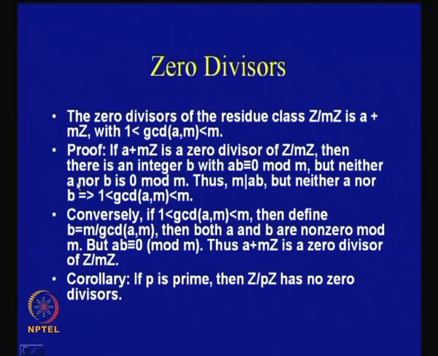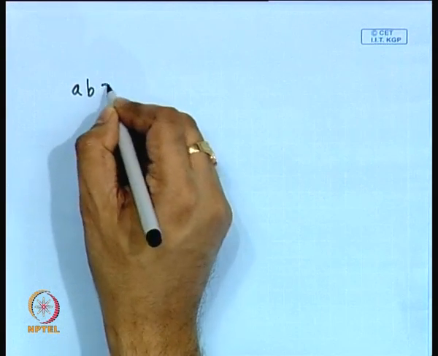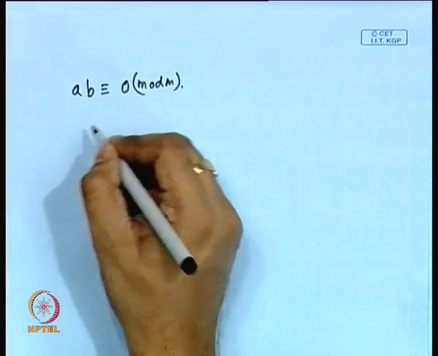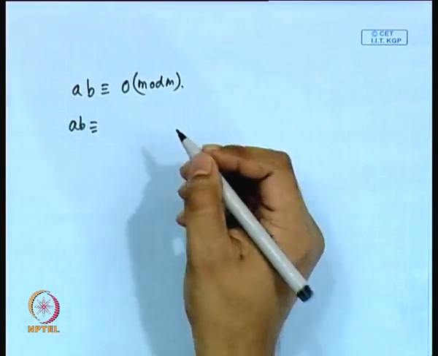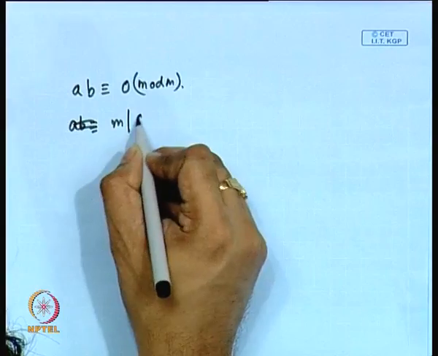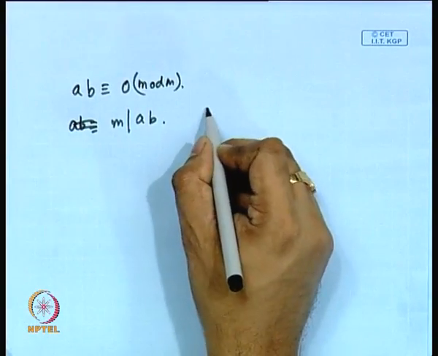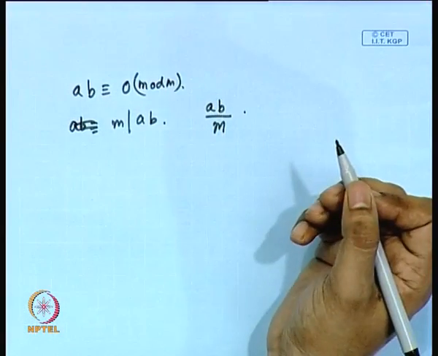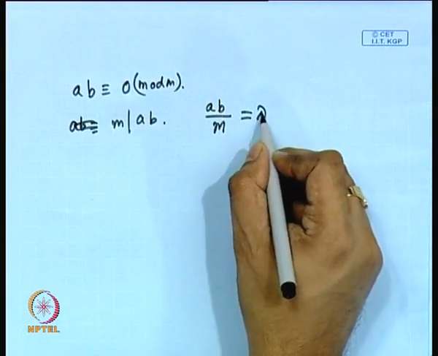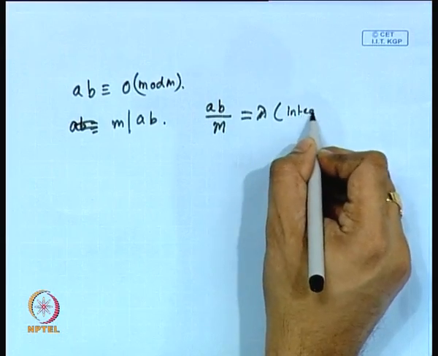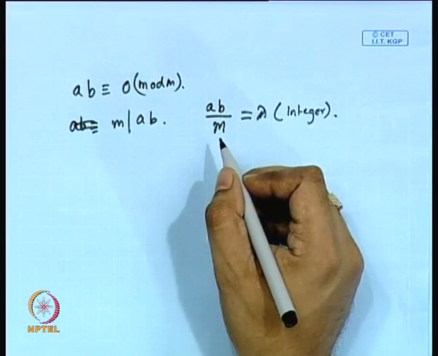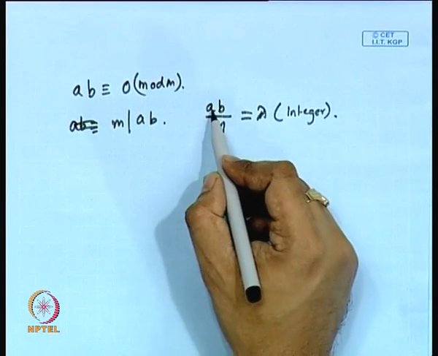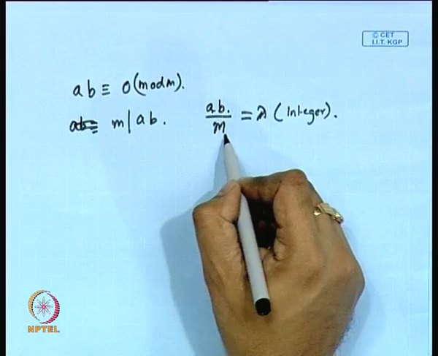It says that ab is congruent to 0 modulo m, right? So that means m divides ab. So if m divides ab, then ab divided by m should be an integer value. But we know that neither a nor b is actually divisible by m.